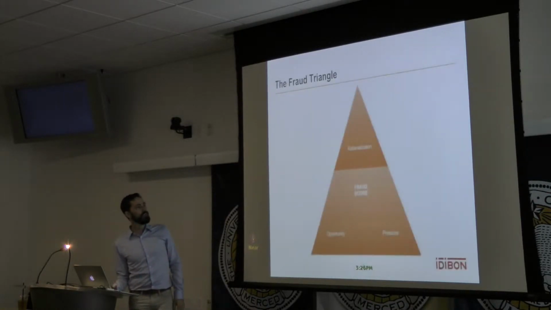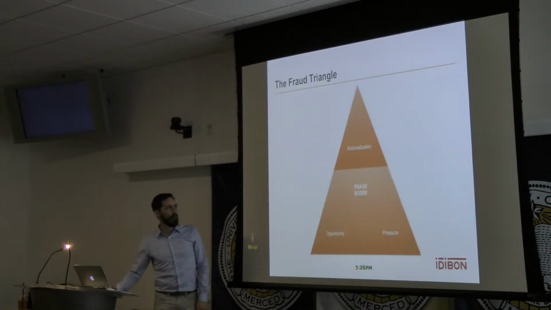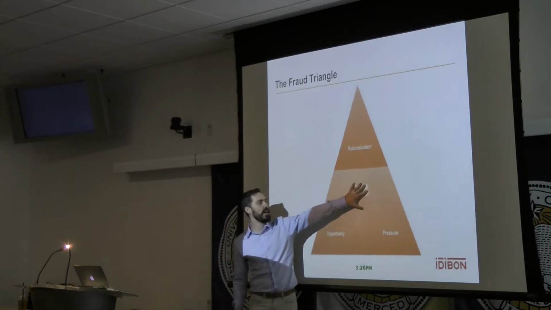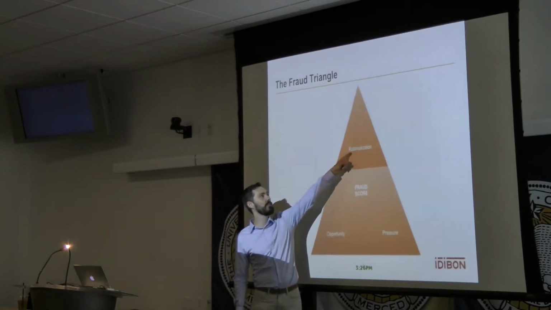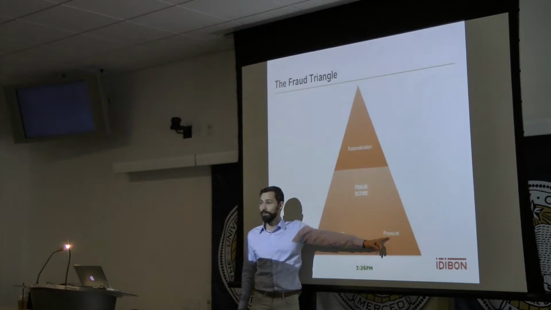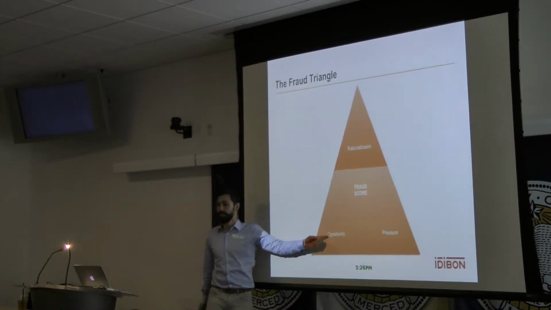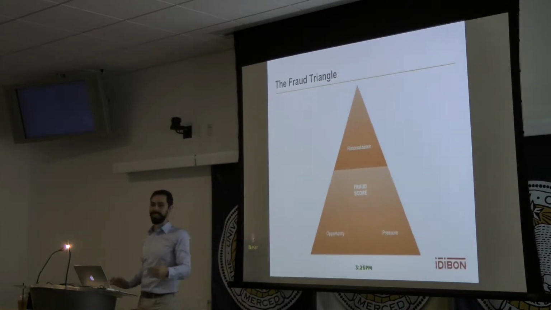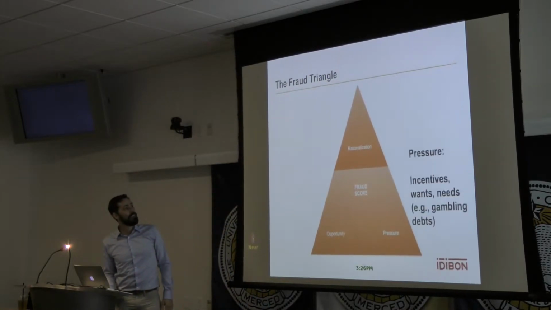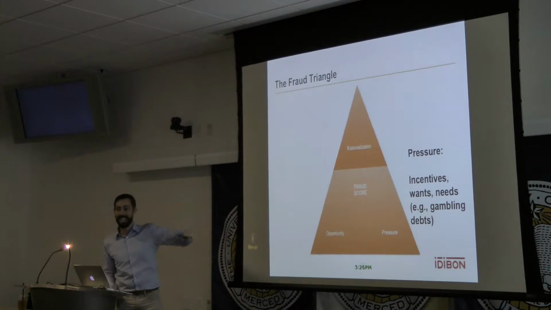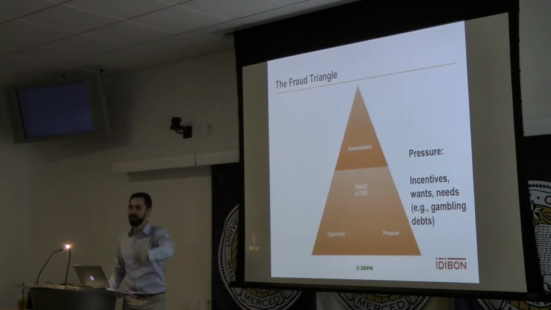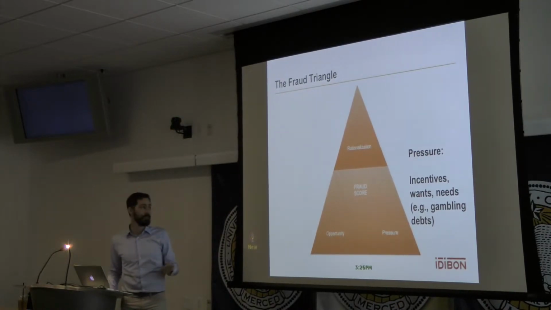So this is the fraud triangle. It says somebody is going to be a fraudster if they use a lot of rationalization, if they're under pressure, like they are a gambler and they're heavily in debt, and if they have the opportunity, so they're in the accounting department, et cetera. So pressure is incentives, wants, and needs. That's linguistically discussed; these sorts of things are things that you can find in language.